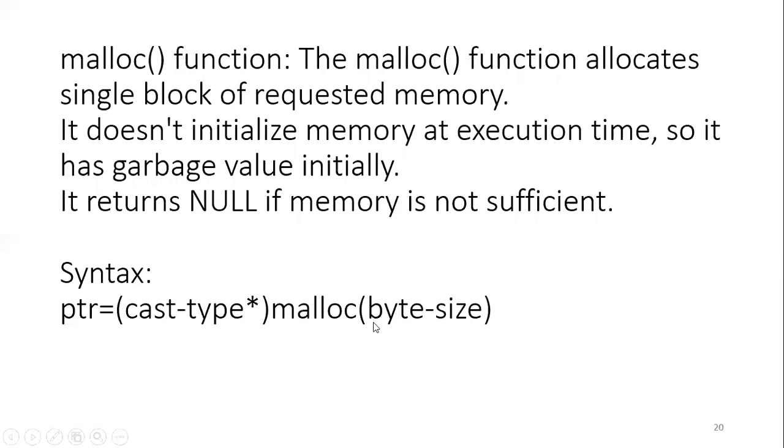So malloc will return a general pointer. The general pointer is known as void star. That void star should be typecasted to the specific pointer type which we want to work with. It is typecasted with int star if we want to work with integers, and with float star if you want to work with float elements. Here ptr is a pointer variable which contains the starting address of the allocated memory.